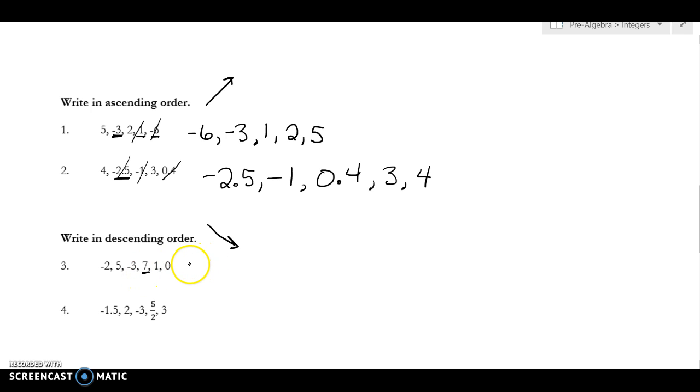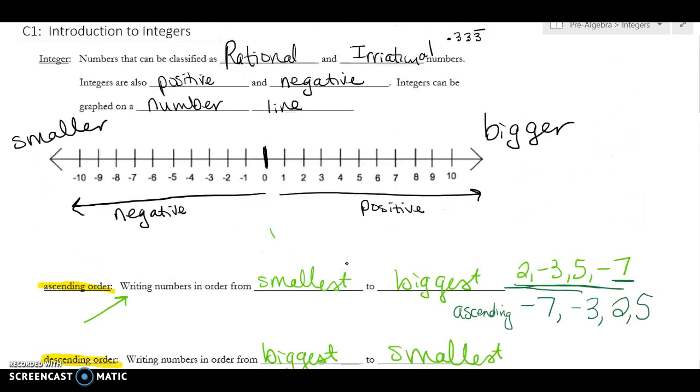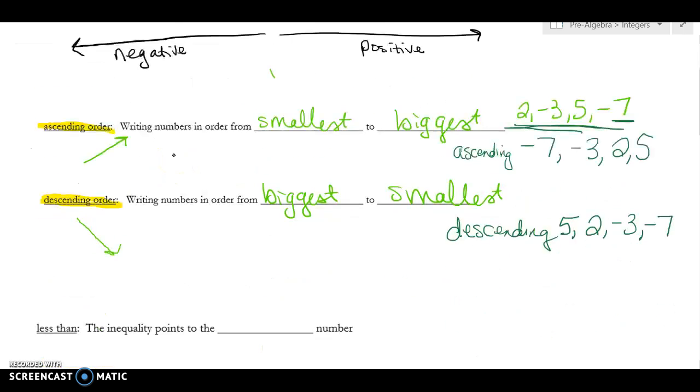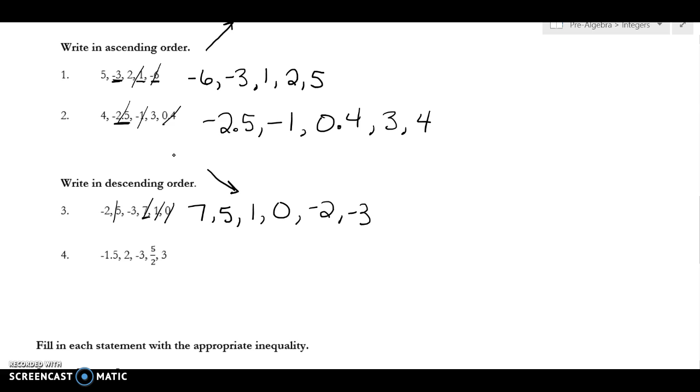For number 3, your biggest number was 7, and then 5, and then 1, 0, and again, remember the numbers go from right to left for descending, so my number closest to 0 is -2, and negative 3. If you ever get confused, go up and look at your number line. Make sure you understand how it works. Negative 2 came before negative 5, so that's why it was before that.